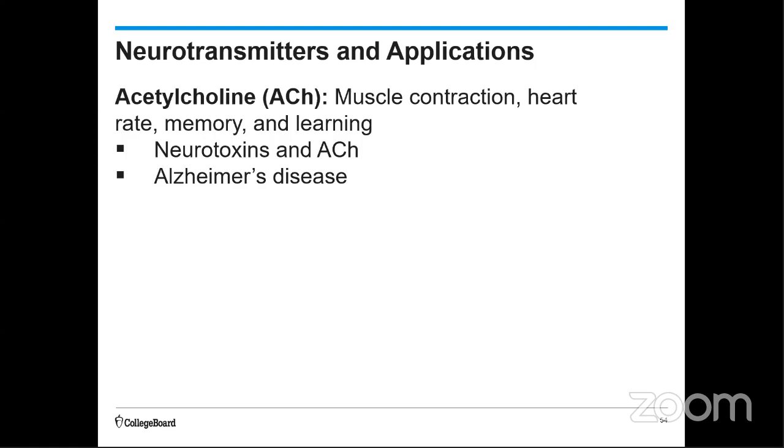Now, some neurotoxins also work on acetylcholine, but they work the other way. They block its transmission. So botulism poison can lead to muscle paralysis because it's going to decrease or stop acetylcholine transmission.